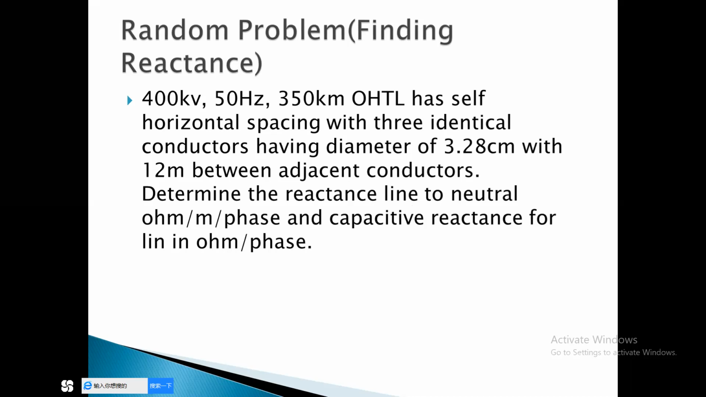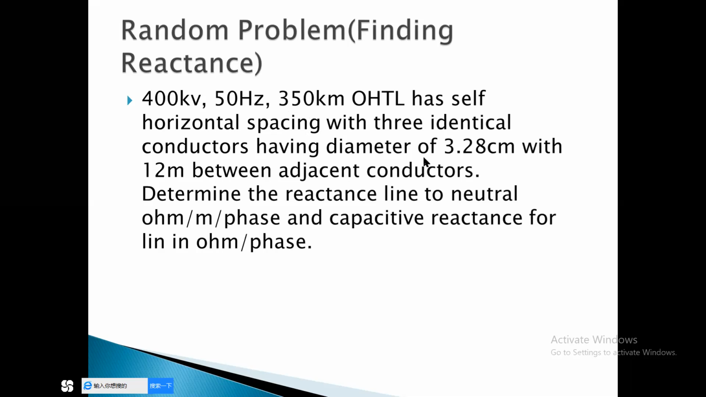Ohm per phase means the total reactance of the line in one phase. We will multiply by 350 kilometer and we are going to get it. This is the total capacitive reactance of the line. Sometimes it is written as the total capacitive reactance in ohm per phase. So we have to consider this distance.